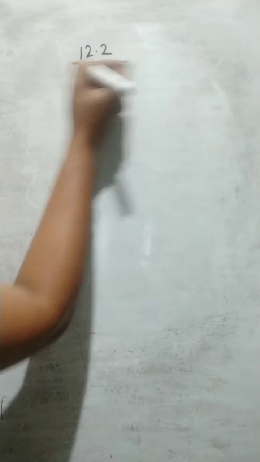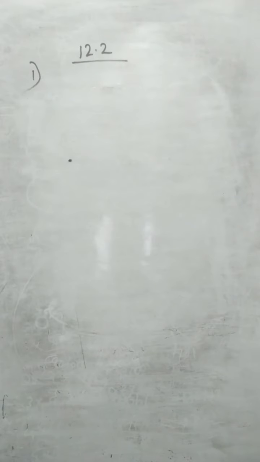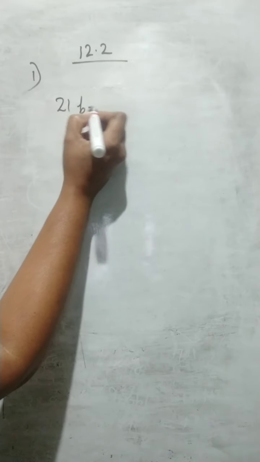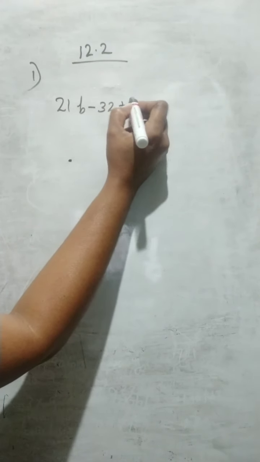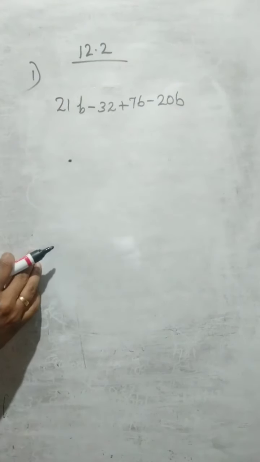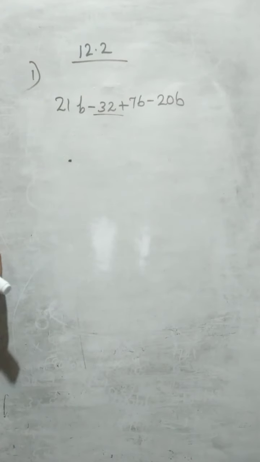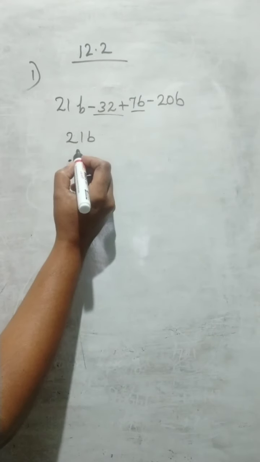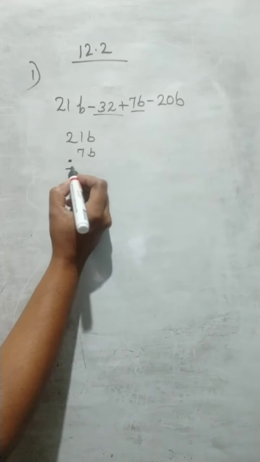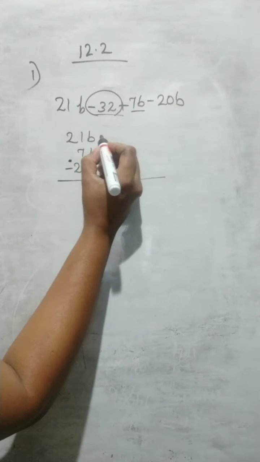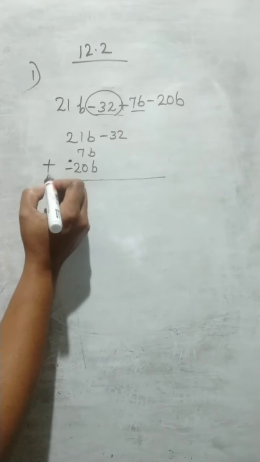Now we will discuss exercise 12.2, group 1. Simplify by combining like terms. The first question is 21b minus 32 plus 7b minus 20b. Here b is the variable, but here one constant is there. How can we do this? Here 21b, then the next one is 7b, the next one is negative 20b, and then minus 32. We have to add all these.